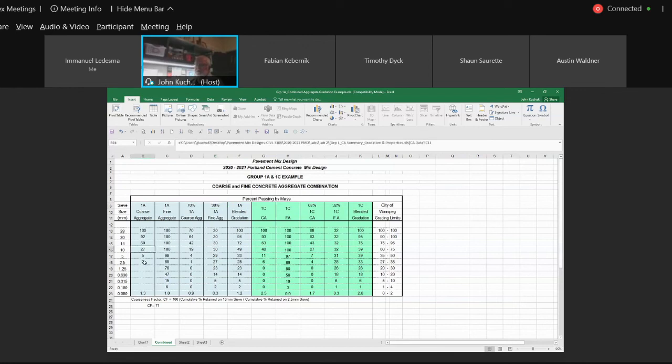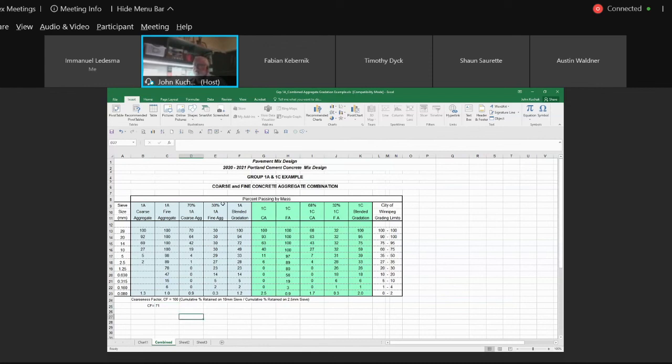So here, I brought it in from another spreadsheet, but it's 100 minus 27, which tells me that I've got 73% retained. Divided by the cumulative percent retained on the 2.5, I've got 2% passing. That means I must have 98% cumulative percent retained. So just a division, and I get a coarseness factor of 71. If it's 45 to 65, I believe that's what the City of Winnipeg spec stated, it doesn't meet.